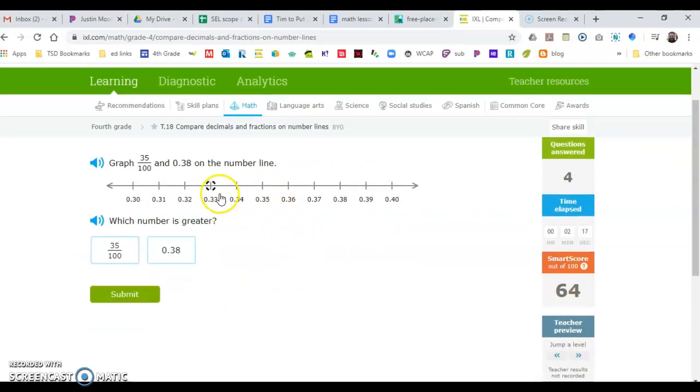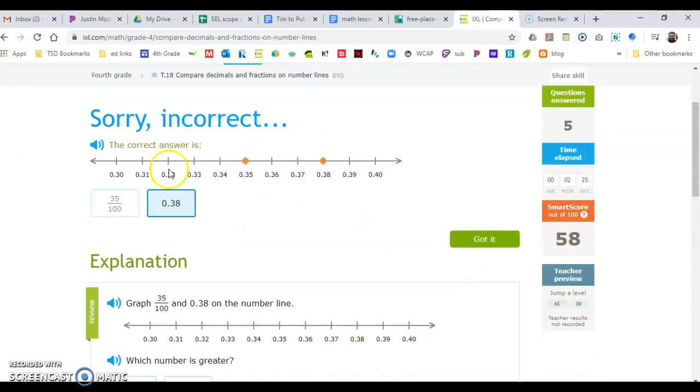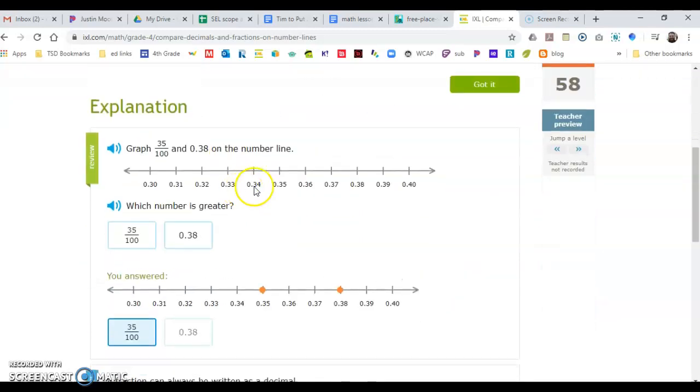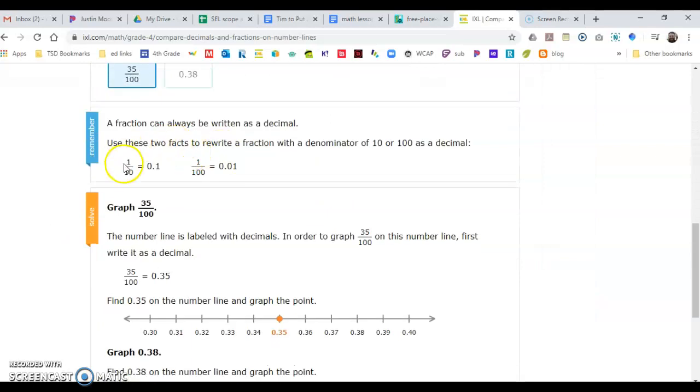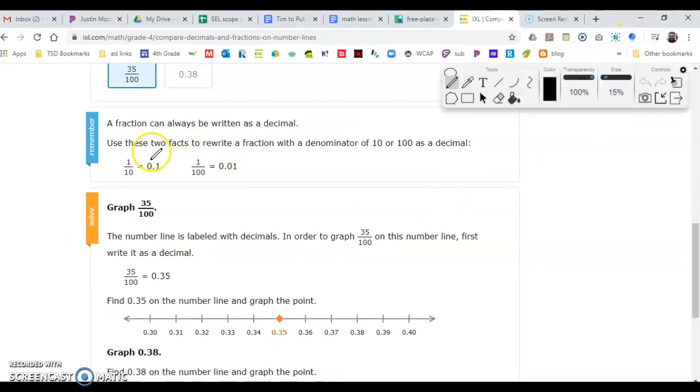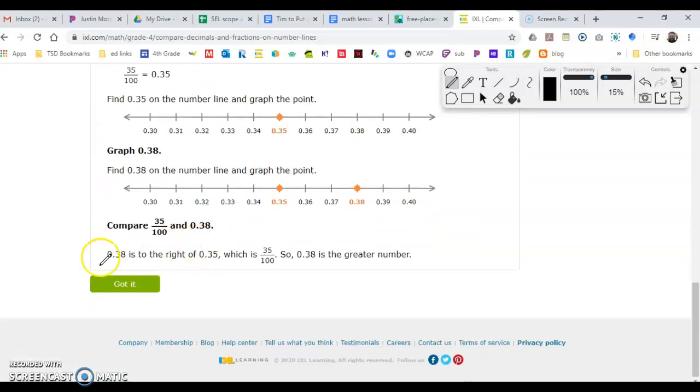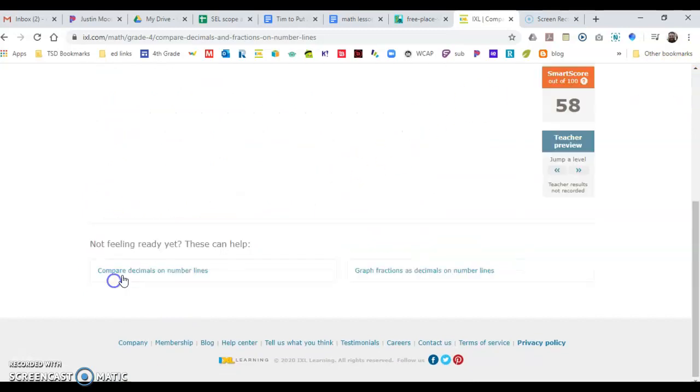And remember, if you get stuck, and let's say you get in too big of a hurry, you graph both decimals, and then you pick the wrong one, remember, it tells you what the correct answer is. It explains to you why that's the case. And then right here, it gives you a little tutorial as to, oh, remember, this is 1/10, these are 1/100, and it kind of explains a description. Don't just click got it and move on too fast. Take the time to read the feedback before you move on.